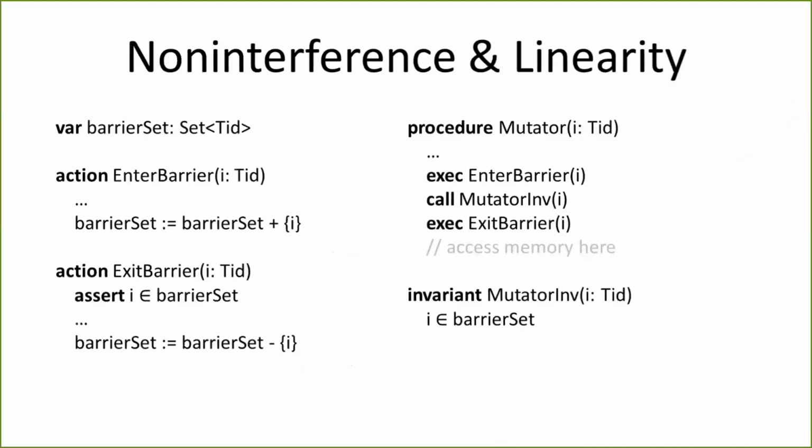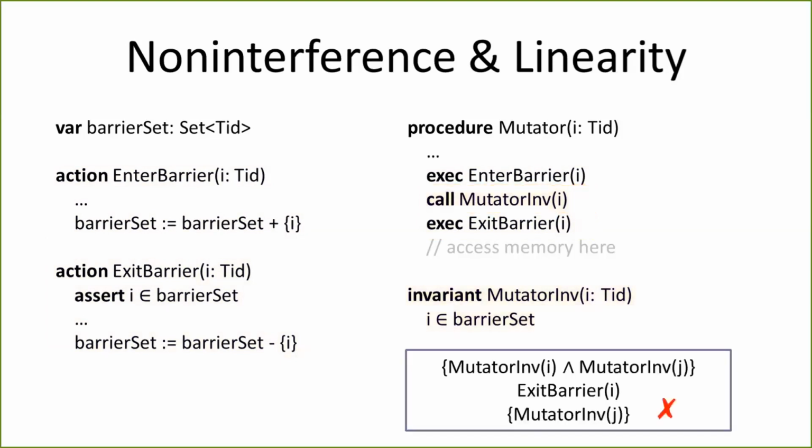Establishing the non-interference of yield invariants gets more challenging if global state is connected to local state. For example, in this snippet extracted from a garbage collector, a mutator thread first enters its identifier i into a global set when entering a barrier, and then it removes its identifier again when exiting the barrier. A call to a yield invariant between these two invocations should ensure that the identifier stays within this set, while other threads can execute between the two invocations.